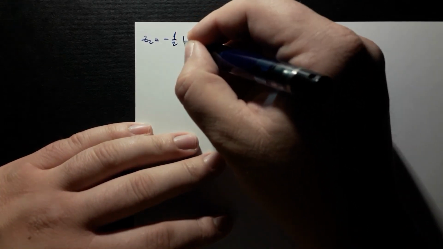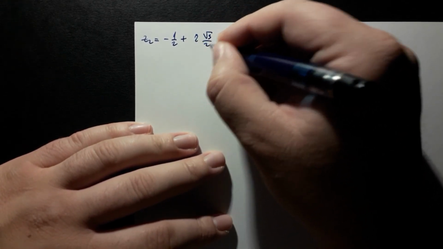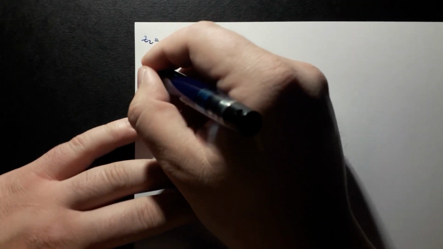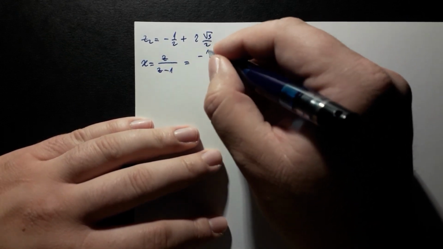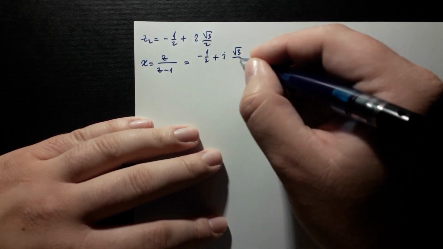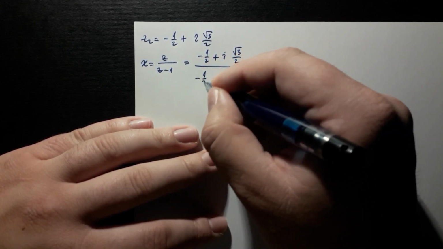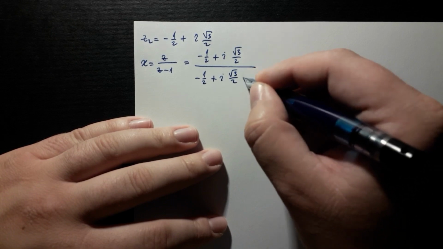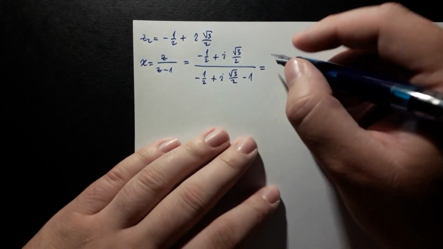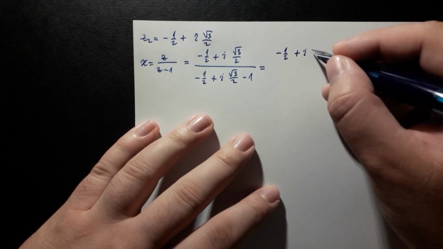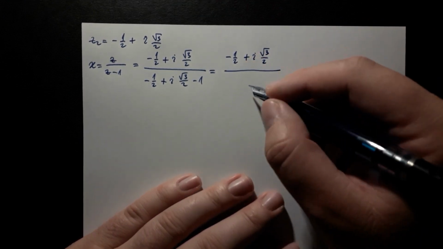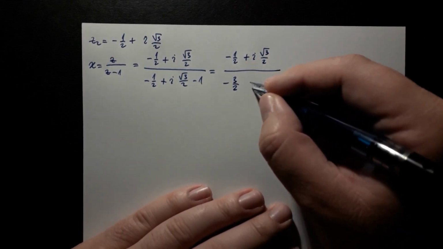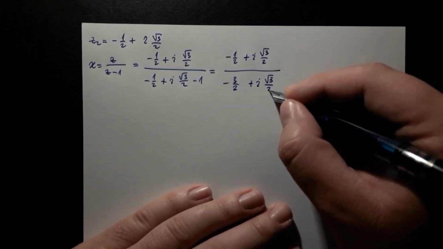Now, in the case where z2 is equal to negative 1/2 plus i square root of 3 over 2, we are going to get that x is equal to z over z minus 1, which is then equal to negative 1/2 plus i square root of 3 over 2 over negative 1/2 plus i square root of 3 over 2 minus 1, which is then equal to negative 1/2 plus i square root of 3 over 2 over negative 3/2 plus i square root of 3 over 2.